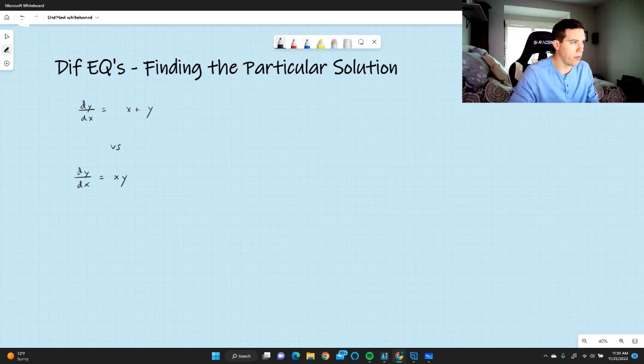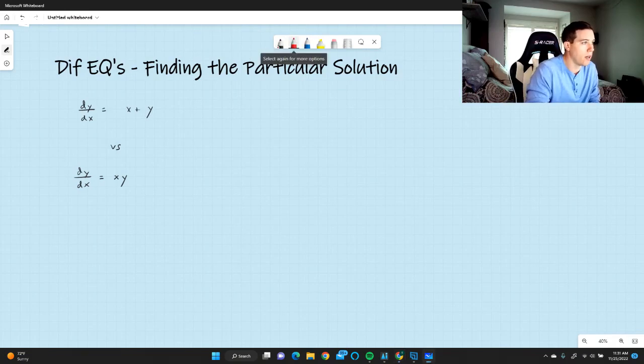All right, everyone, this is going to be a quick review on something we did a lot last year in AB: finding the particular solution when you start with a differential equation like one of these two, where you have x and y in your derivative, and you want to find the original function. So in other words, you're trying to get back to the point where you have y equals the original function in terms of x.